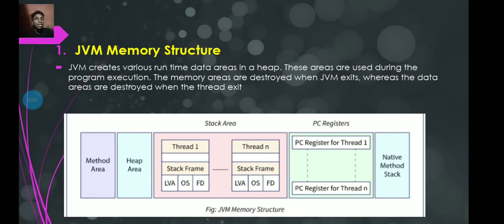JVM memory structure. JVM creates various runtime data areas in the heap. These areas are used during the program execution. Some memory areas are destroyed when the JVM exits, whereas the data areas are destroyed when the threads exit.